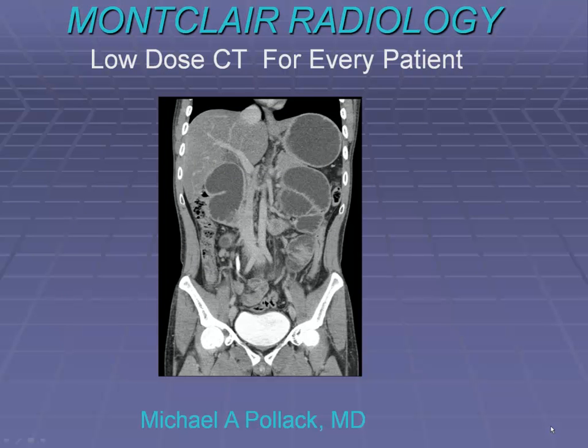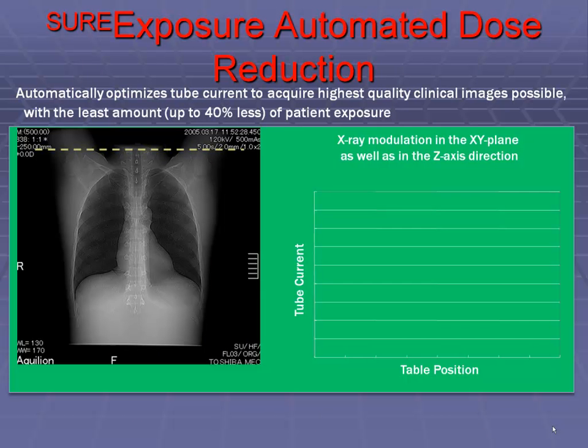In this video I'm going to be going over one of the methods by which we lower radiation dose in our CAT scanners at Montclair Radiology. The feature that I'm going to be discussing in this video is called Sure Exposure, otherwise known as automatic dose modulation. This is available on all three of our CAT scanners. This technology allows us to lower the radiation dose up to 40% on all our CAT scanners that we utilize it on.